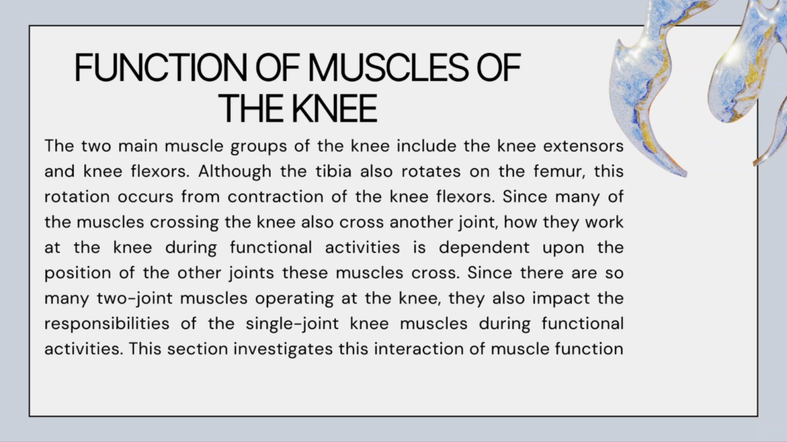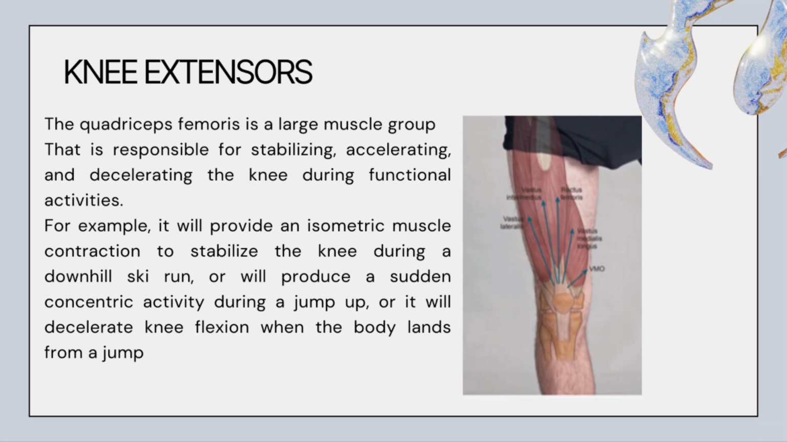So, ano-ano ba yun? We have knee extensor pa rin. The quadriceps femoris is a large muscle group that is responsible for stabilizing, accelerating, and decelerating in the knee during functional activities. For example, it will provide an isometric muscle contraction to stabilize the knee during a downhill ski run, or will produce a sudden concentric activity during a jump up, or it will decelerate knee flexion when the body lands from a jump.